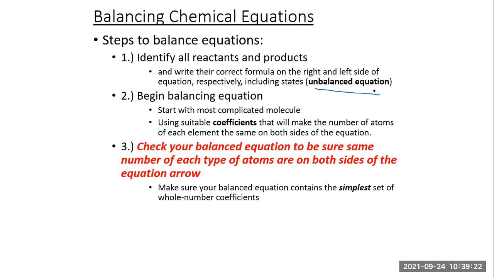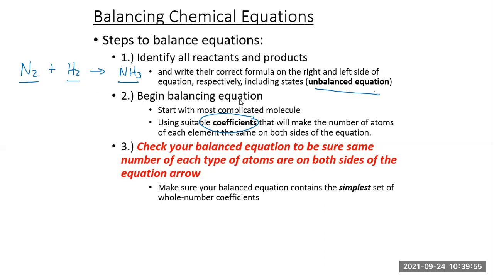The only thing that you can change are the coefficients that come in front. Coefficients are the numbers that come in front. So for example, if I was going to do nitrogen gas plus hydrogen gas makes ammonia, which is NH3, the first thing that I did was put in pretty much all the correct chemical formulas. I'm not going to worry about if it's balanced or not balanced. The next thing I want to do is actually get to balancing.